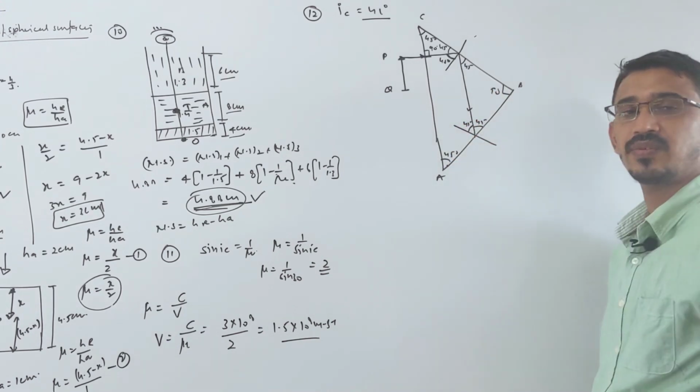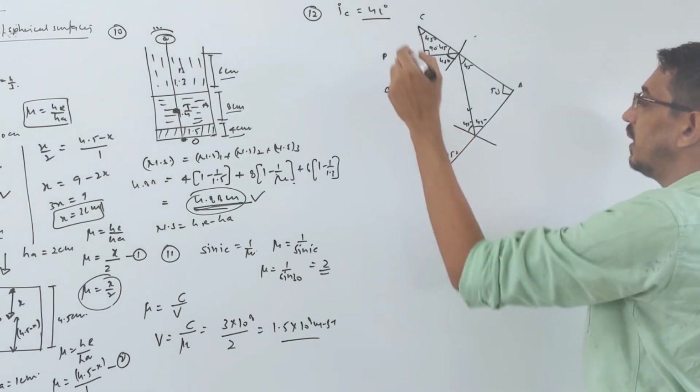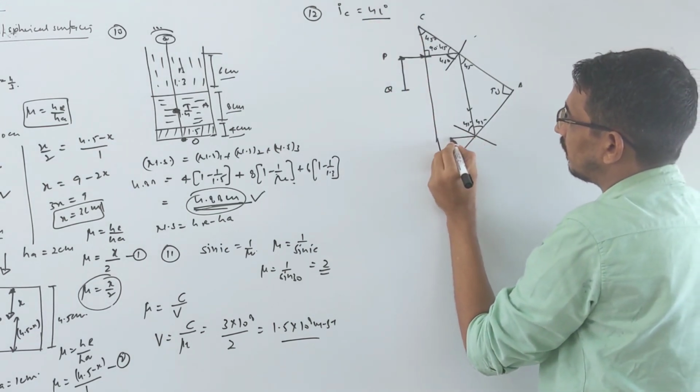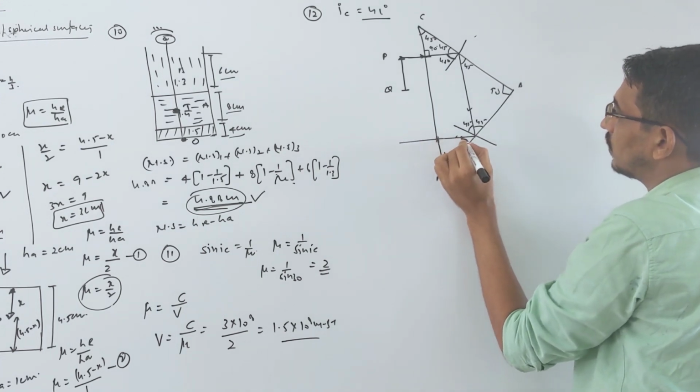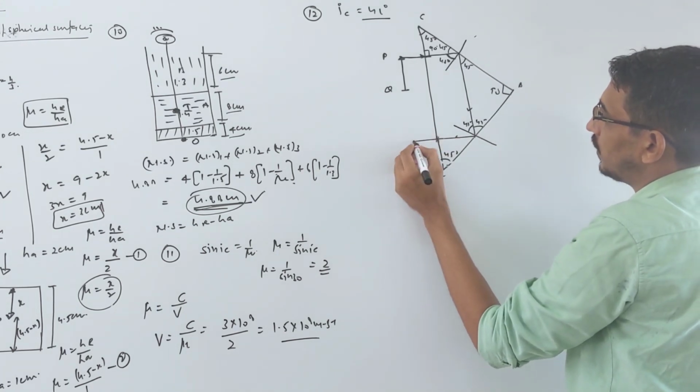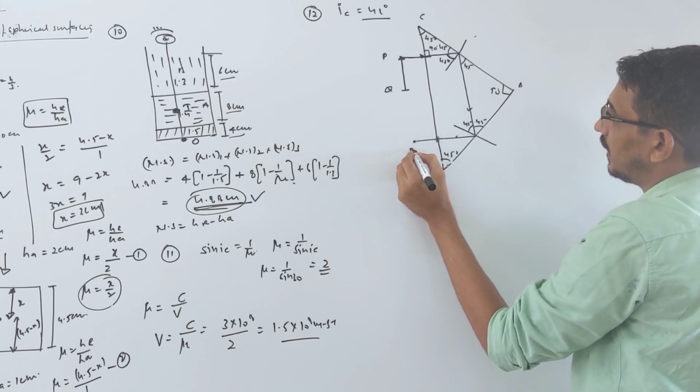Again, the angle of incidence is 45 degrees, more than the critical angle. So again the light gets TIR that way. So when light hits this surface, it is again hitting perpendicular, so it will come straight out. So this point is your P dash point.